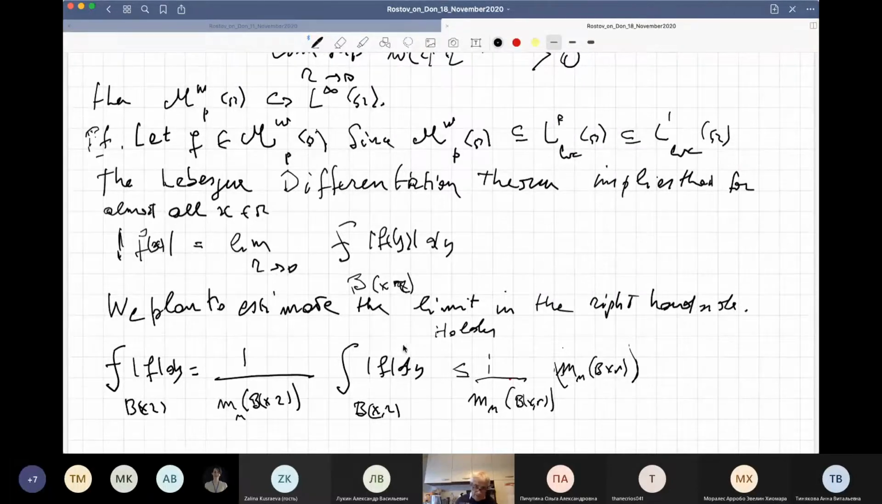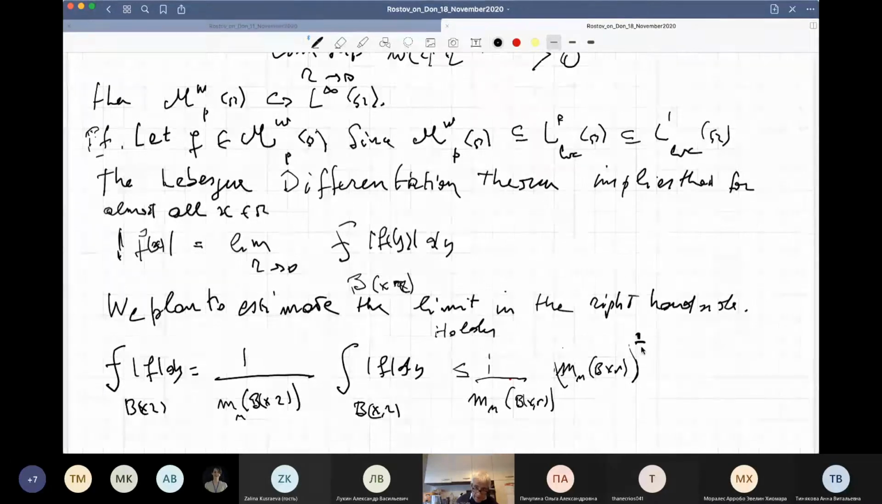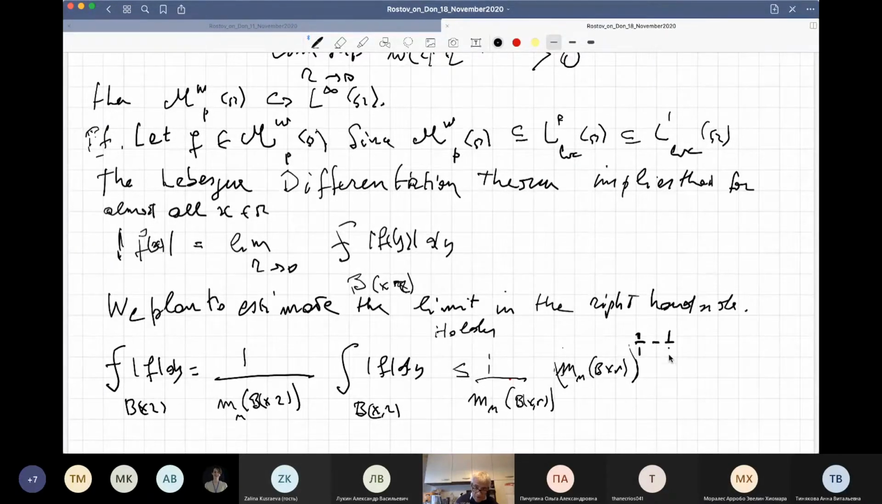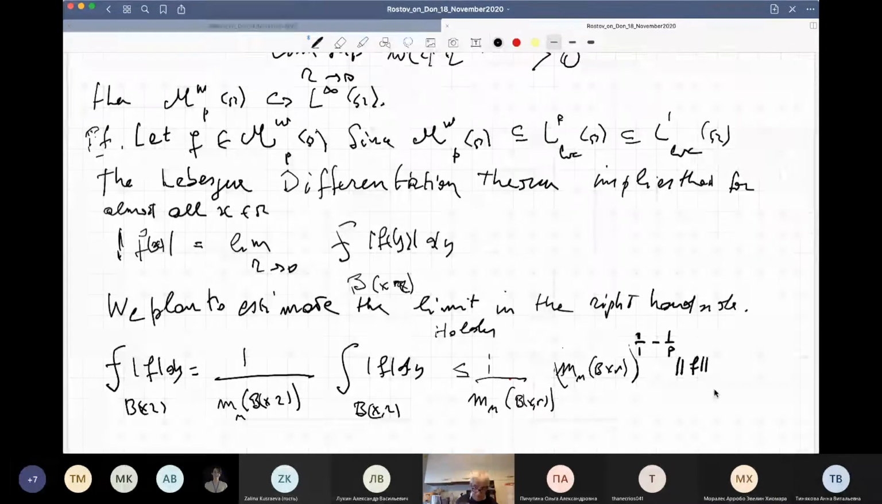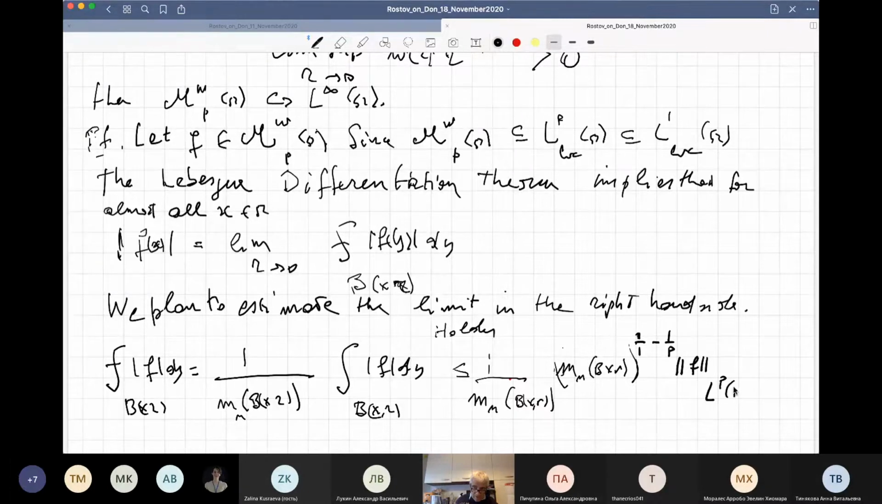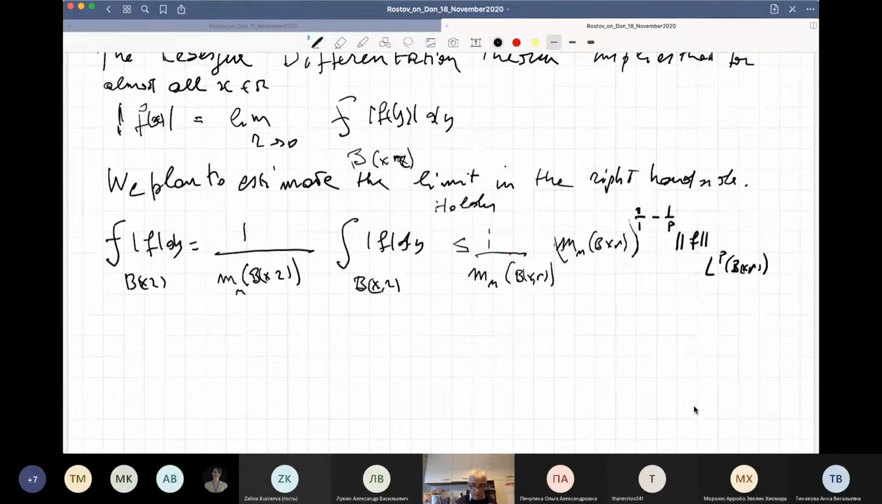Okay. So here on the left-hand side, I have the L1 norm. So I put the exponent 1 minus 1 over p, and I use the LP norm of f on B(x,r). Okay. Next, I simplify something because I can cut this one and this one. And this is going to be 1 over.